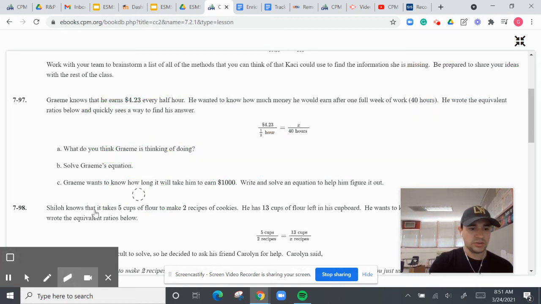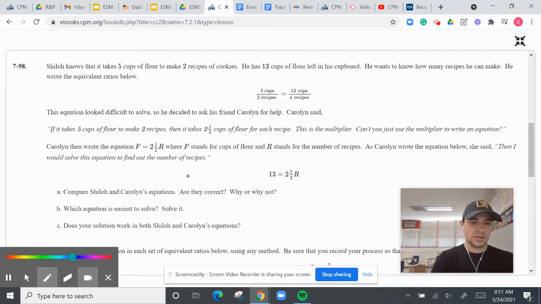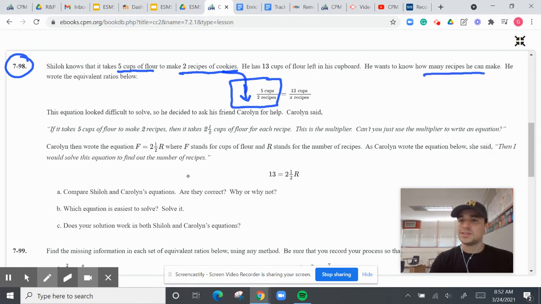All right. Give me 1 second. Let me see what problems we need to do next. Okay. And we have 7-98 next. So we're going to go ahead and do that one. In this word problem, we have Shiloh knows it takes 5 cups of flour to make 2 recipes of cookies. All right, so 5 cups and 2 recipes. That's on this side right here. And then we have 13 cups left in the cupboard. So how many recipes can you make?